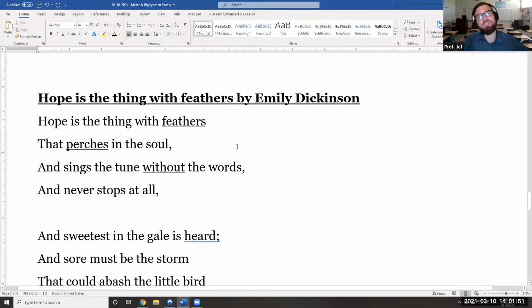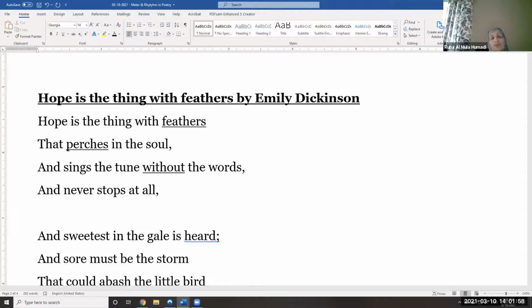So feathers, is the stress on the first syllable or the second syllable in feathers? The first. Ruba says first. Do we agree? Can I get a second person to agree with Ruba?